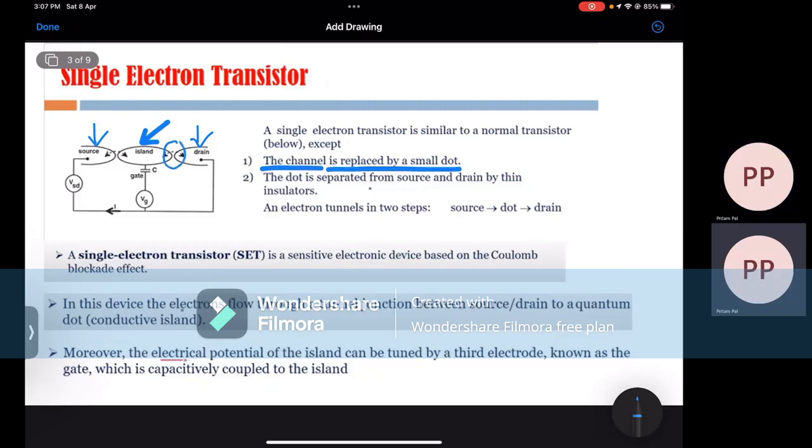This part is replaced. So this portion separates this island, or this dot, from the source and drain, and they are separated with the help of an insulator. That is mentioned here.